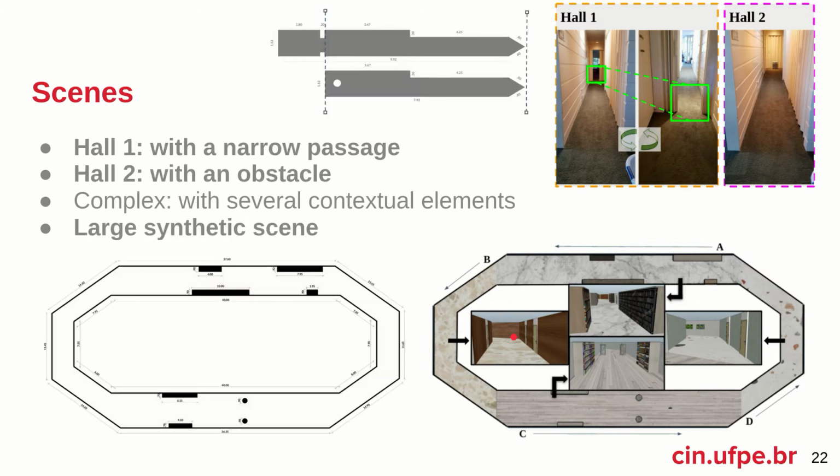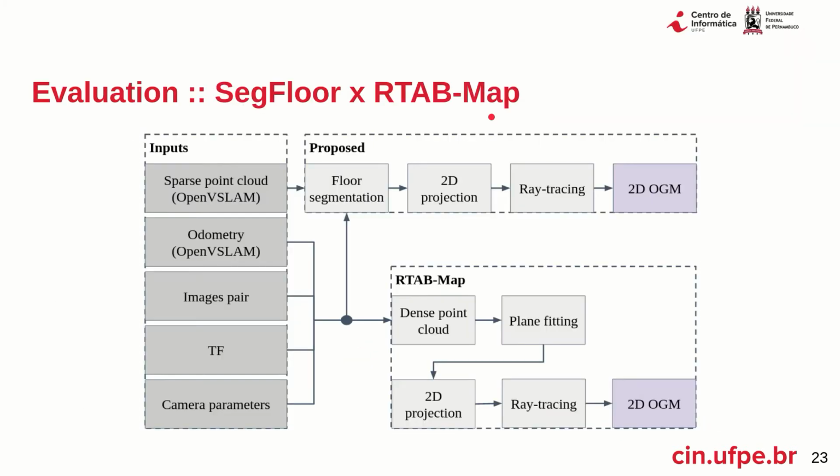For evaluation purposes, we recorded 3 real environment scenes and a large synthetic one, as illustrated in the pictures. In 3 of them, we extracted the map ground truth. This is the configuration we used to compare our method, SegFloor, and RTAB-Map.